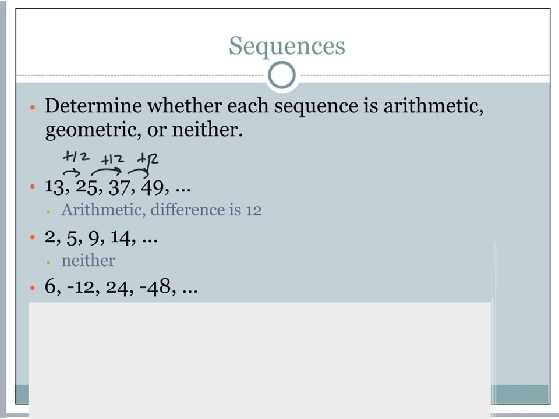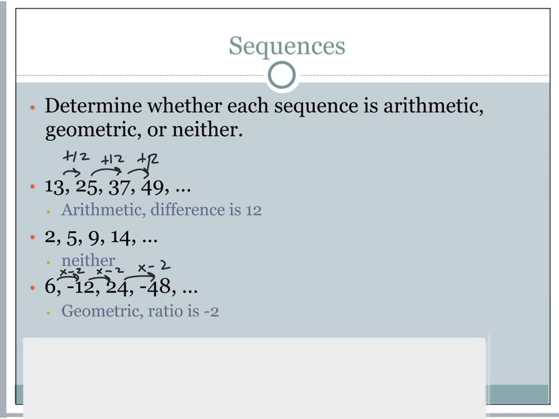And let's think about the last example. To get from 6 to negative 12, by adding and subtracting, the common difference method isn't going to work, but we could multiply. To get from 6 to negative 12, we can multiply by negative 2. And to get from negative 12 to 24, we can multiply by negative 2. And from 24 to negative 48, we can also multiply by negative 2. So we have a constant ratio here. It's geometric.